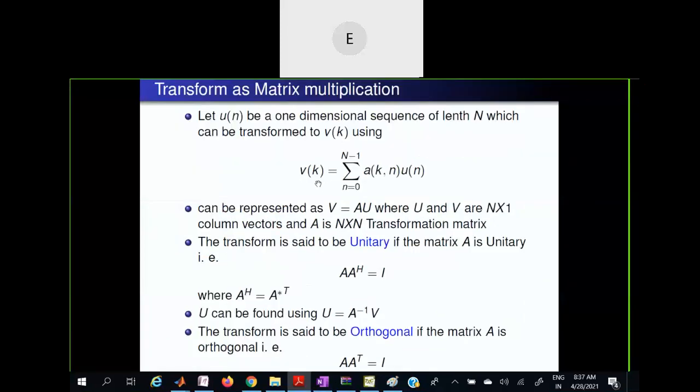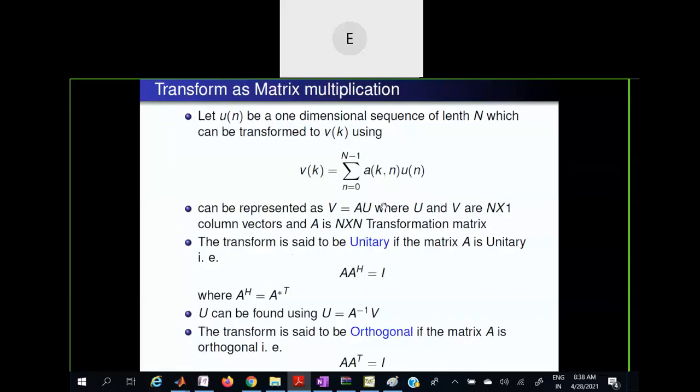So this is the forward transform equation, and it can be represented as V is equal to A into U, where U and V are n cross 1 column vectors and A is an n cross n transformation matrix. So your A here is called the transformation matrix. Now, what should be the requirement of this transformation matrix? How should this transformation matrix look? For some advantages, we expect this transformation matrix A to satisfy some properties. So let us try to understand that.